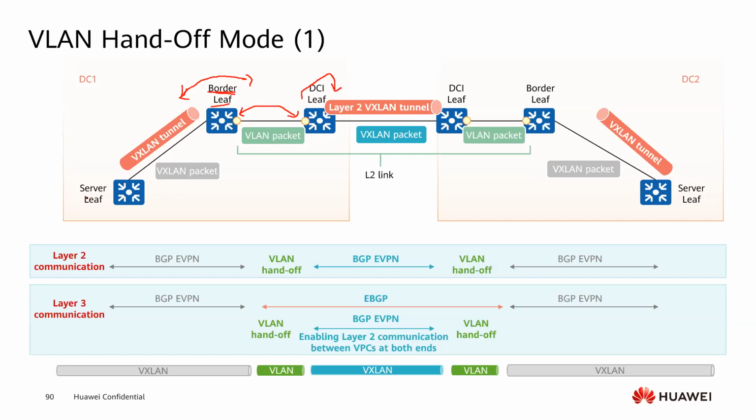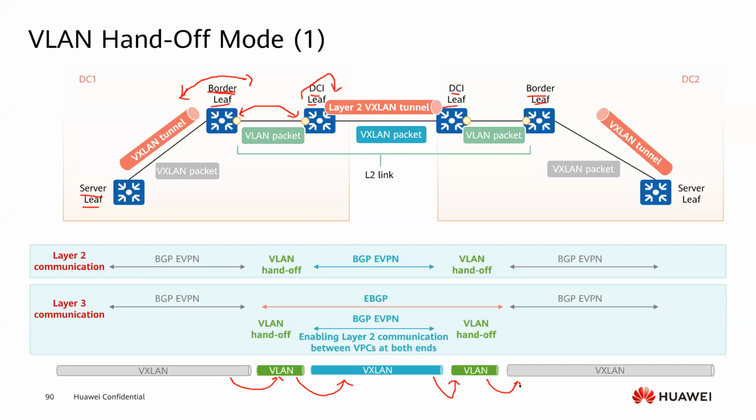So from this server leaf to this DCI leaf, then to this DCI leaf and then to this border leaf, we use different tunnels and different VLAN packets, but we can make sure the packets are still isolated. That is the VLAN handoff mode. So from VXLAN to VLAN and then to VXLAN, VLAN to VLAN, then to VXLAN, and VXLAN to VLAN, and then again VLAN to VLAN. Now we can use the VLAN handoff mode to implement layer 2 communication. But how?